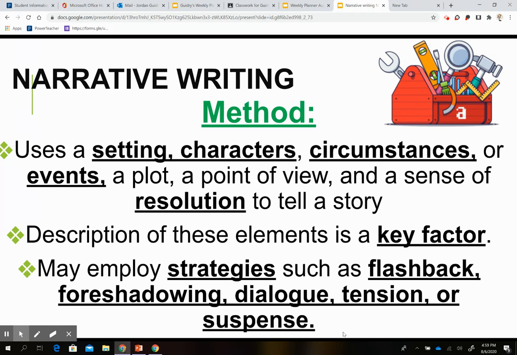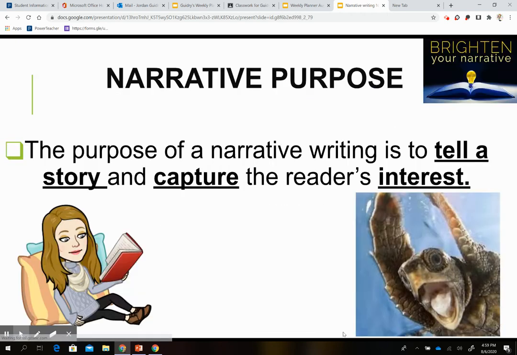Then you have strategies like flashback, which means remembering something that happened in the past, foreshadowing, giving a brief snippet of something that might happen in the future, dialogue, which is conversation between characters, tension, which is going to be where characters are kind of mad at each other, and then suspense. That's going to be something where it's keeping you on the edge of your seat and you can't wait to see what happens next.